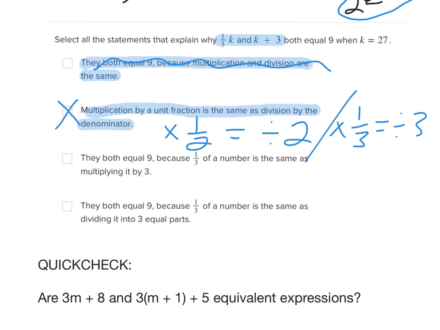Let's look at the next one. They both equal 9 because 1/3 of a number is the same as multiplying it by 3. 1/3 of a number makes it smaller. Multiplying by 3 makes it bigger. No, not right. Not even close. I'm not falling for it. Okay, the last one. They both equal 9 because 1/3 of a number is the same as dividing it into 3 equal parts. Word, that one's true. Absolutely true. Okay, so you got to read these types of problems especially. You got to read carefully.